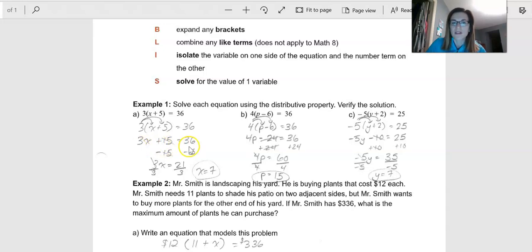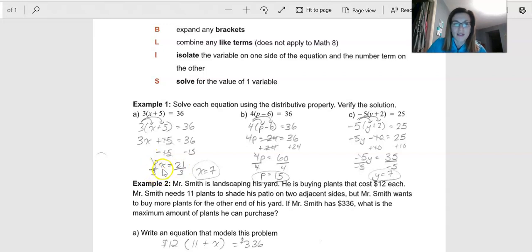And then we would solve this like any other equation where we want to get x by itself. So if we have plus 15, we're going to do the opposite and subtract 15 to both sides. So these cancel out. 36 minus 15 is 21. And we carry this one down, so we're left with 3x equals 21.